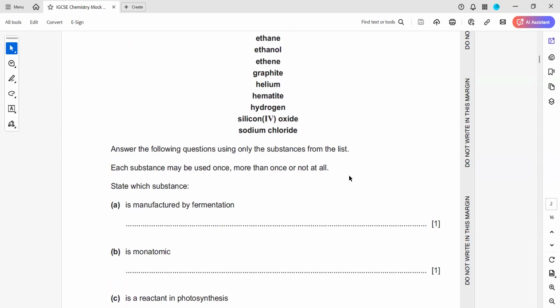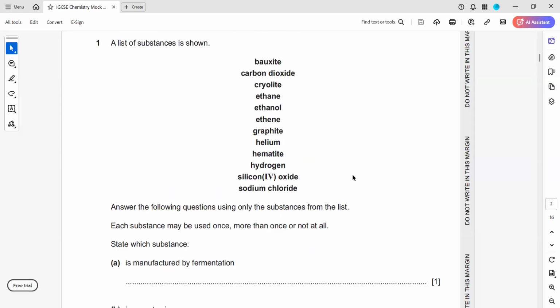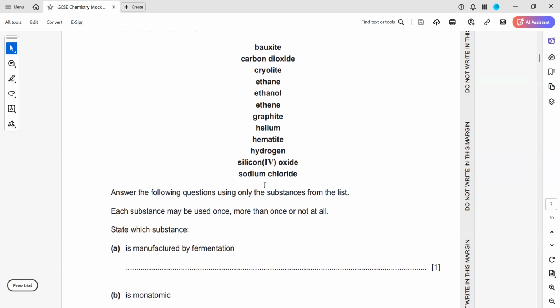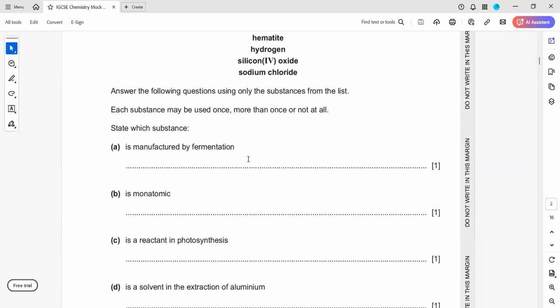Next is monoatomic. Monoatomic means one atom. So which one is a monoatomic? Because you can also use your mic to answer the question. So monoatomic is helium.